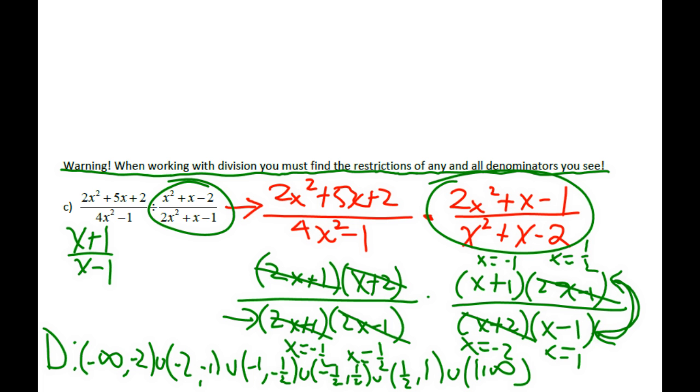And that's how we multiply and divide rational expressions. I'll talk to you guys in class.